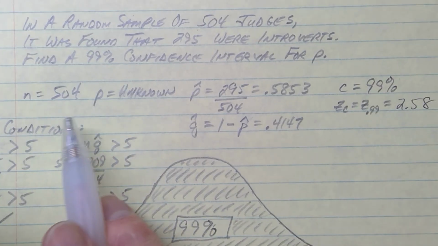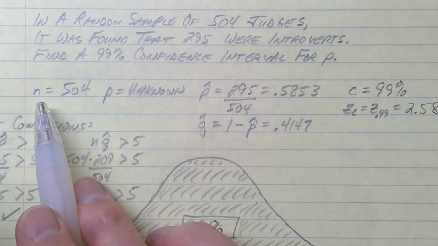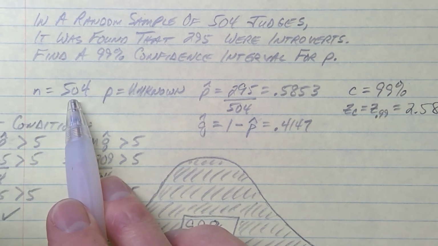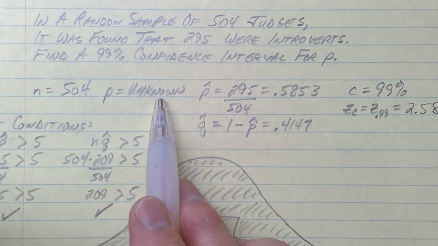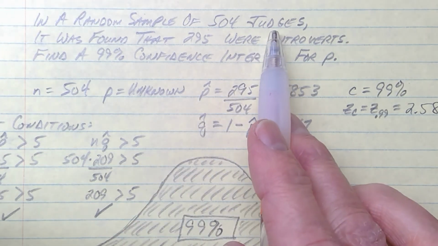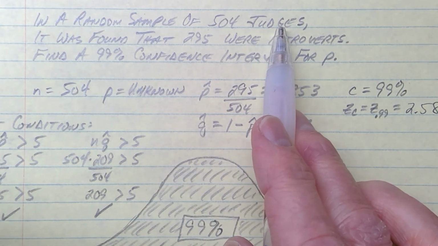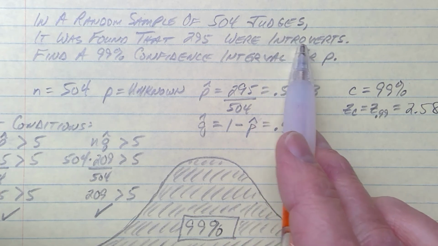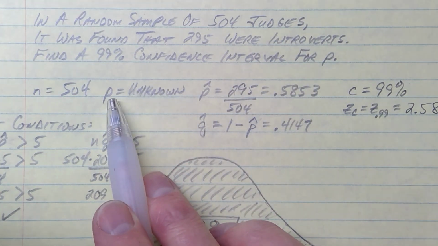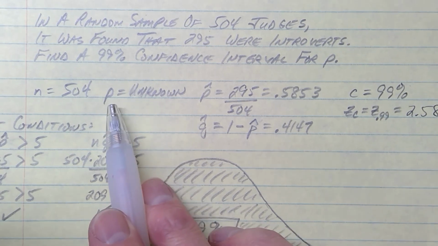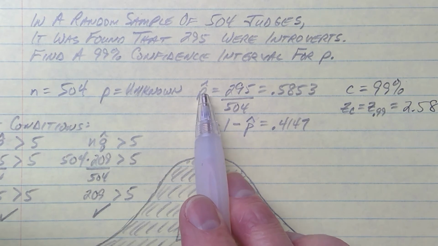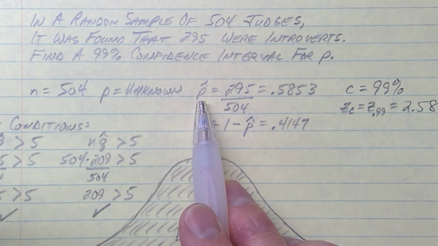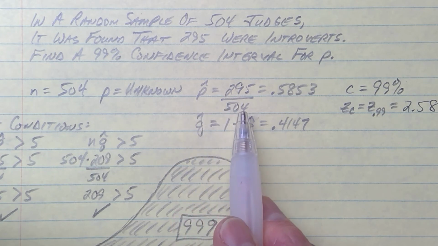All right, let's go through this. Hopefully you paused it and worked it out by yourself. How many? We sampled 504 judges. What's the true proportion of judges that are introverts? Nobody knows, all right? We would have to go find every judge in every country in the world and measure them and see how many were introverts, and we're not going to do that. So we don't know what the true population proportion is. What we do know is our sample proportion, which we call p-hat, or a point estimate. So we know out of 504 judges, 295 of them were introverts.